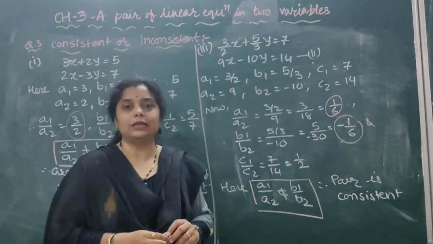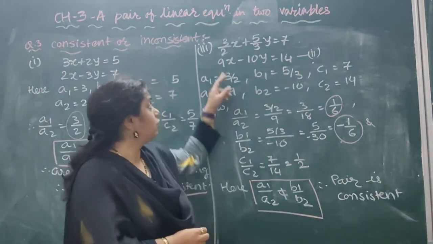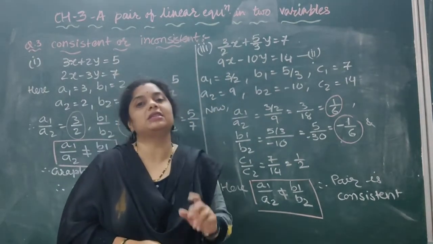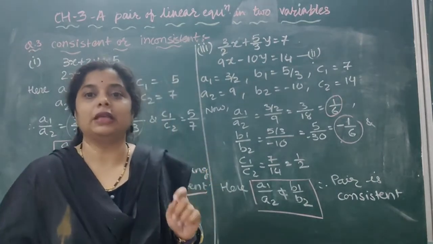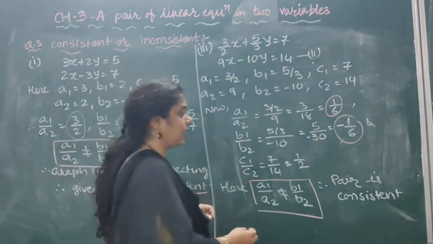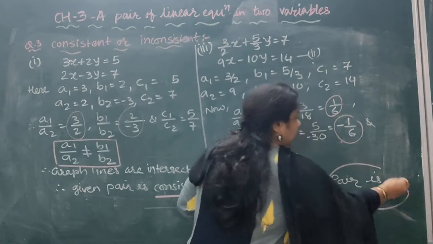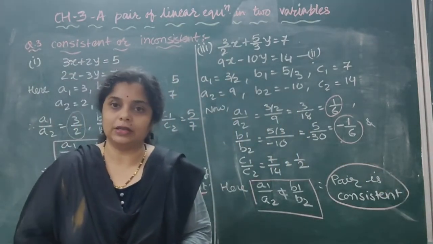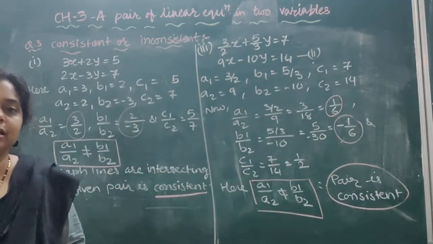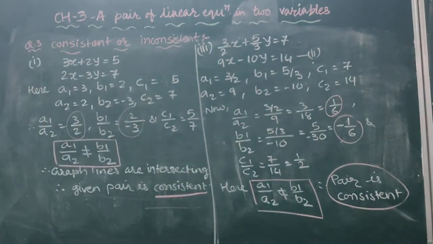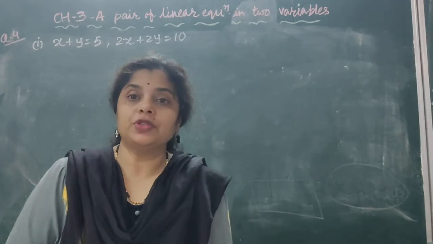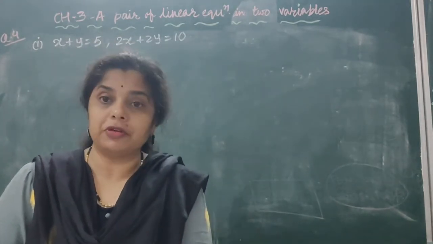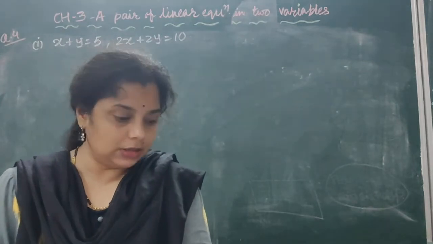Therefore the lines of the graph for this pair of linear equations must be intersecting lines, and if we get intersecting lines, then the given pair is a consistent pair of linear equations. Let's see the other examples. Now I am sure it is easy for you to solve the next two, the 4th and 5th. We are going to just discuss them here.